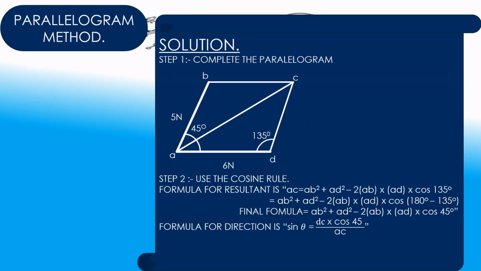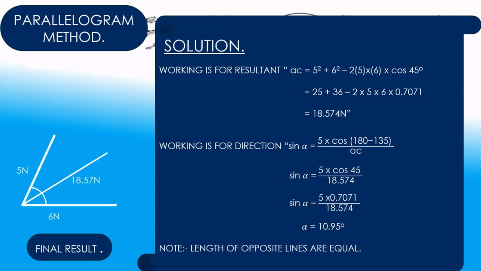The formula for finding its resultant is AB squared plus AD squared minus 2(AD) times AD times cos 45 degrees. The formula for finding the direction is sin inverse theta equals DC times cos 45 over AC. Look at the example and follow the solution step by step. Try more to see if you understand.